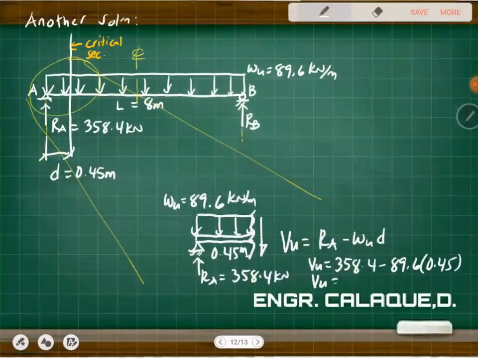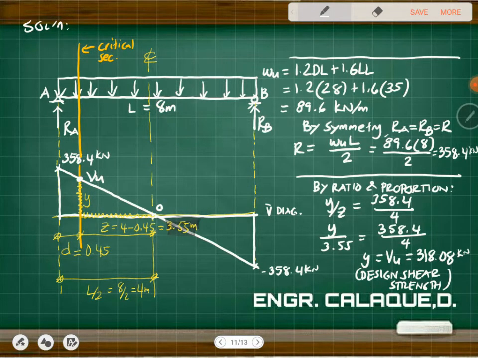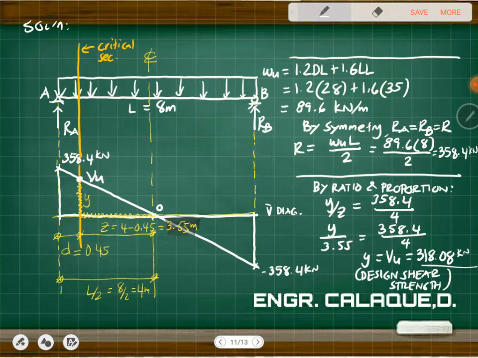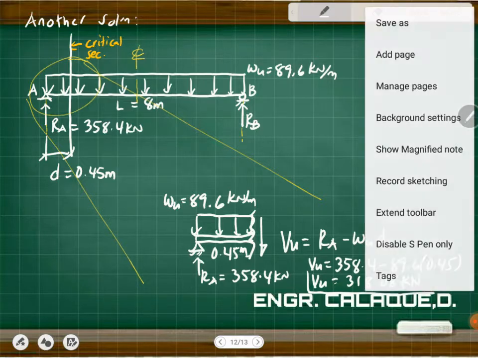So mas madali pag ganito yung way mo. So ganito na lang yung gagamitin natin, ha. Pag nakukompute kayo, ganito na lang din yung gamitin nyo. Mas madali kasi. Okay? So the same value. So yung issue natin is maximum spacing ng stirrup. So next kong gagawin is kukunin ko yung value nung VU. Okay? Tapos na yung VU, yung VC na naman.